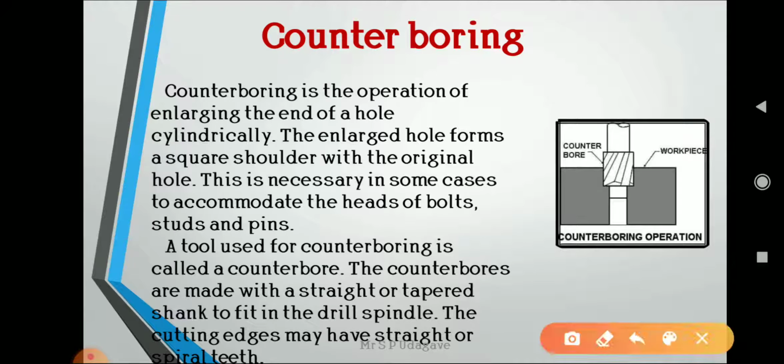The cutting edges may have straight or spiral teeth. The particular figure shows spiral teeth provided on the tool, and we can create the square shoulder in the initially drilled hole. This square shoulder is used so that we can fit the nut and bolt heads inside the cavity.